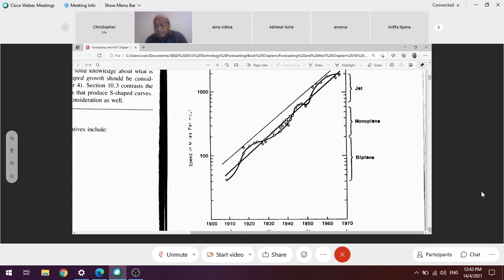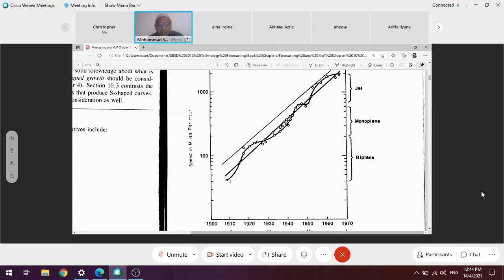As you can see in this, for the construction of aircraft, at the beginning they used the biplane engine, and then they used the monoplane engine. And in the next generation, they used the jet engine in construction of planes. We can see here from the 1900s till 1920s, about 20 years, the construction of plane used biplane or two-wing plane.